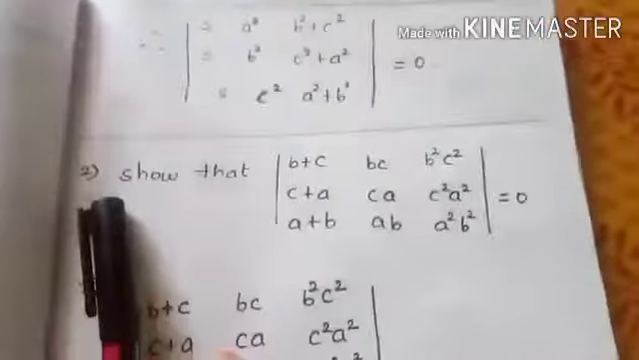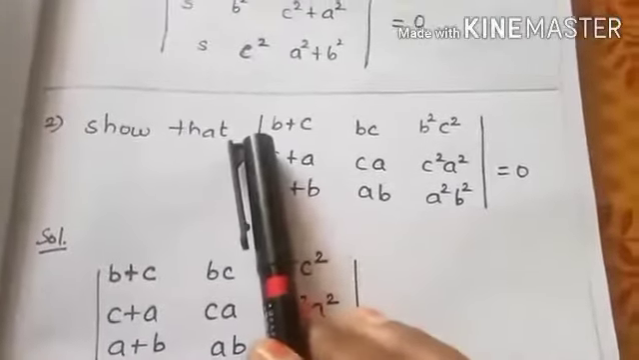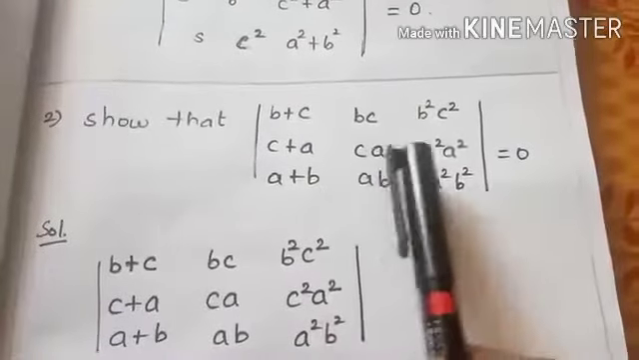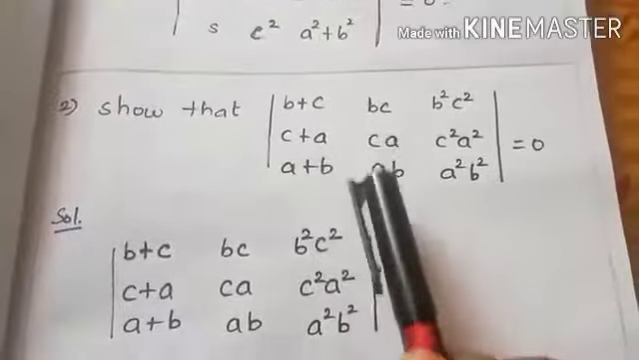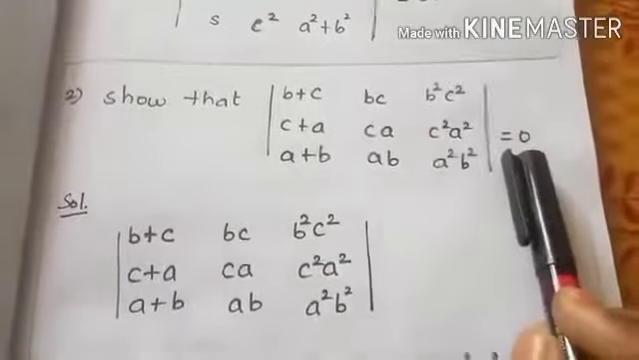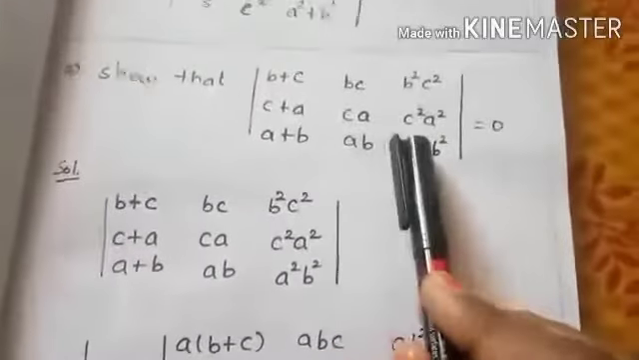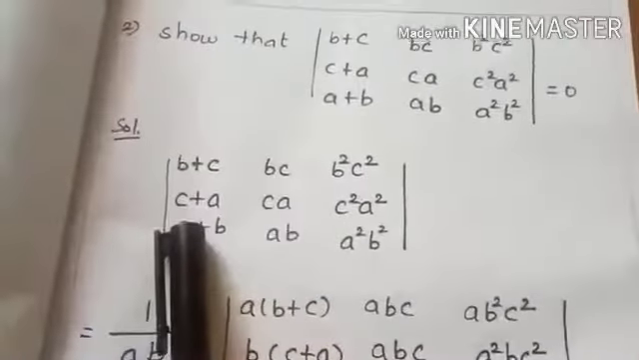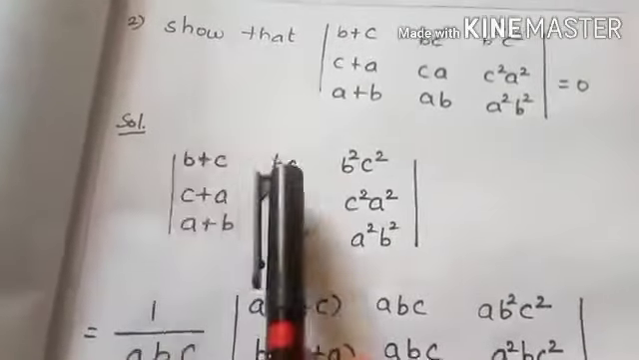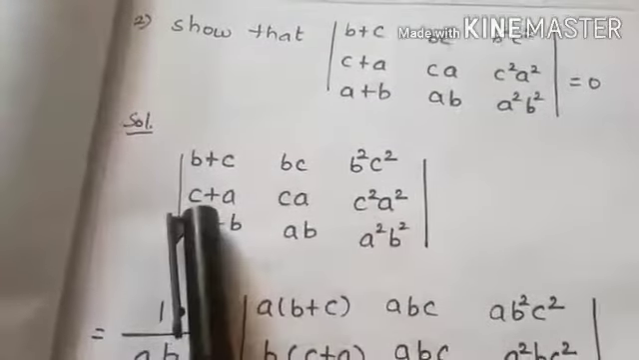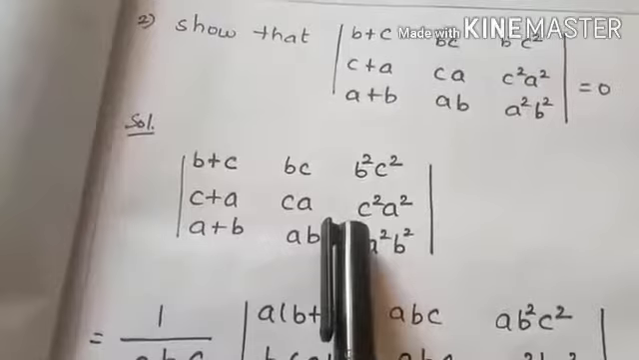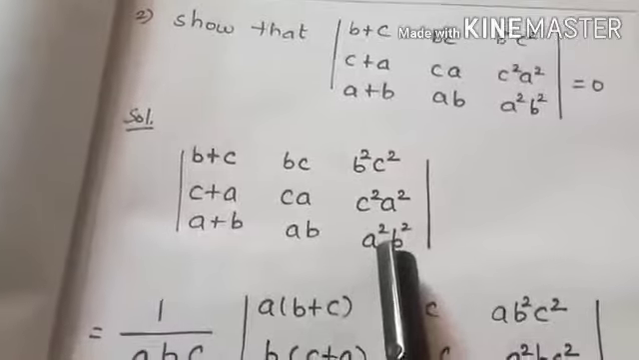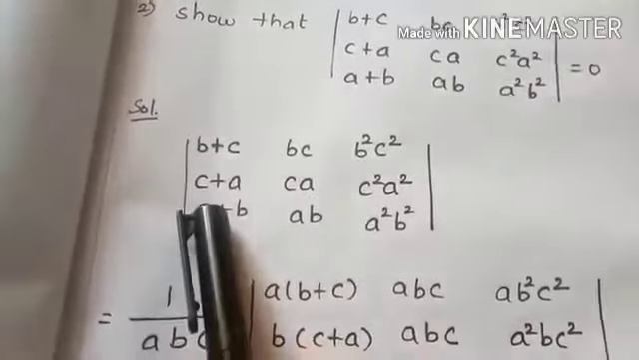Next, question number 2. Show that the determinant of [b plus c, bc, b squared c squared; c plus a, ca, c squared a squared; a plus b, ab, a squared b squared] is equal to 0. Now we have to prove that the value of this determinant is equal to 0. So solution, let us consider the given determinant. The determinant is [b plus c, bc, b squared c squared; c plus a, ca, c squared a squared; a plus b, ab, a squared b squared].